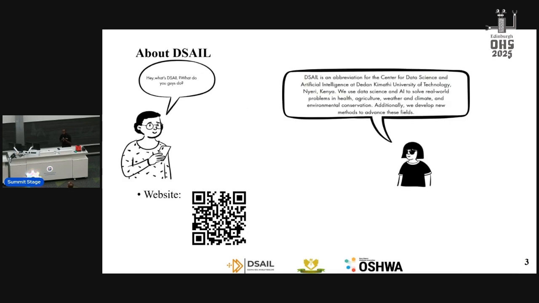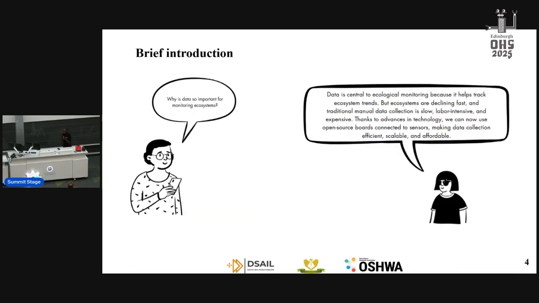About DSAIL, where I work, it's a center in the university. What we do is use artificial intelligence and data science to solve real world problems. The areas we work in are ecosystems monitoring, health, agriculture, climate, and developing new methods. I want to talk with you mainly about the open source hardware that we have developed for environmental monitoring. But before taking my seat, I'll also talk about a specific hardware that works with the Raspberry Pi. And I'm glad that my talk was placed towards the end, because I've realized there's a lot of Raspberry Pis, and I don't have to convince you that the Raspberry Pi is all over.